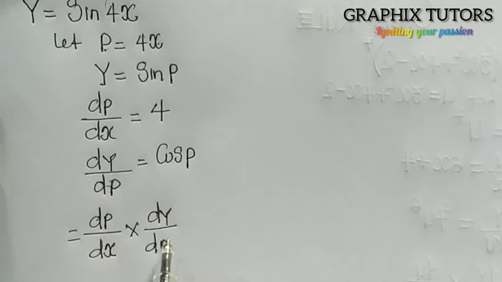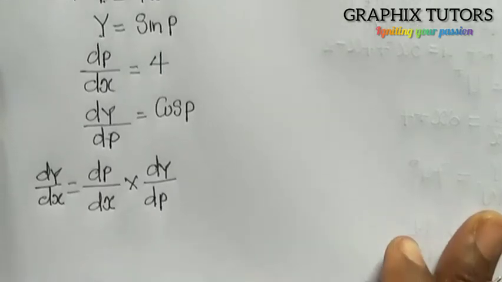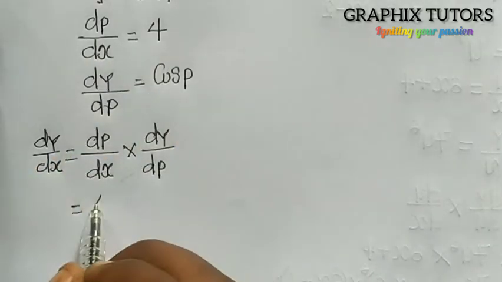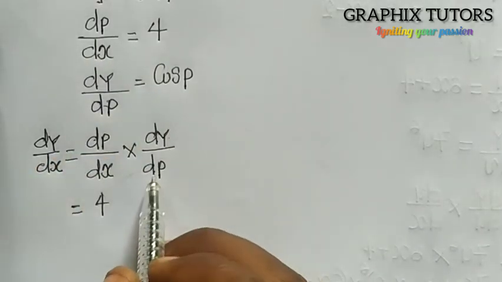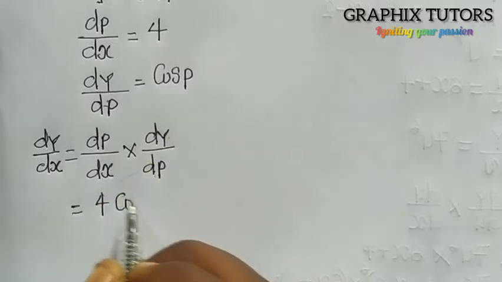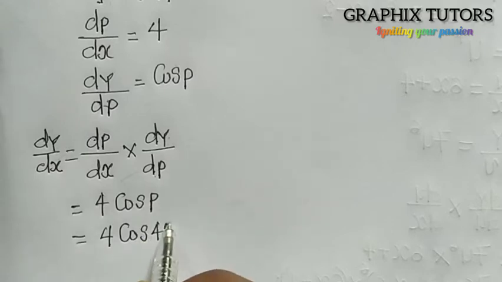And this will give me what? The dp over dp cancels, so we're left with dy all over dx. Right? So if we move forward, what is my dp over dx? My dp over dx is 4, and my dy all over dp will give me cos p. So times cos p. Now what is p? P is 4x. So we're having cos 4x. 4 cos 4x. Right?